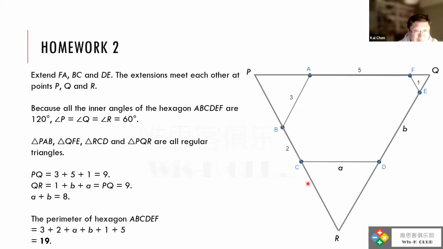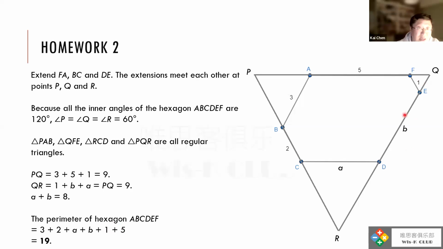So we can immediately find what A is. Or here is A plus B. This is A plus B plus 1 is 9, sorry. It's 9. So using these equations, using these relations, it's easy to find out the parameters of the hexagon: A, B, C, D, E, and F.